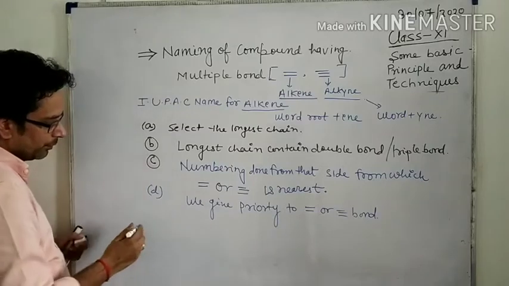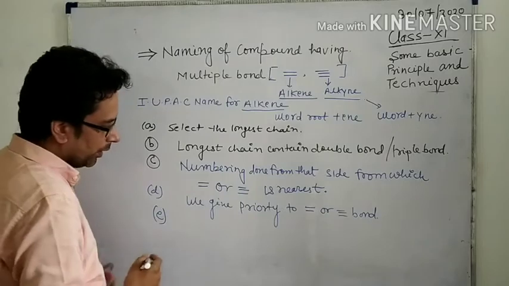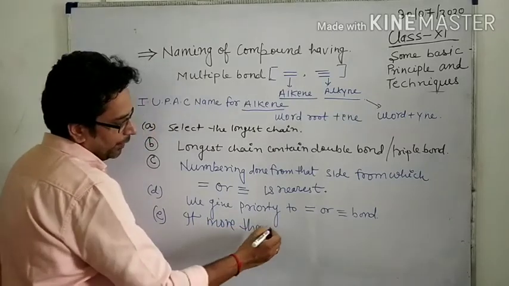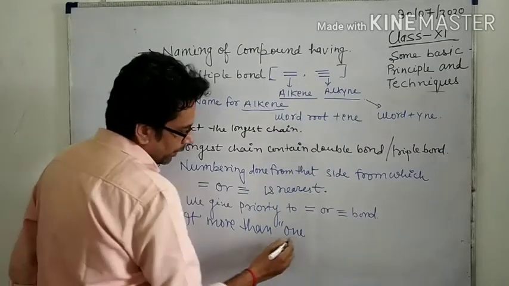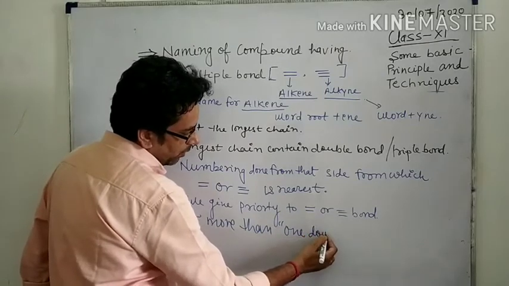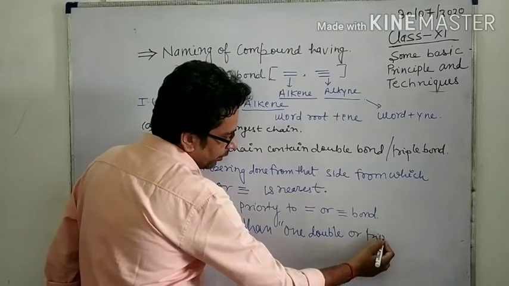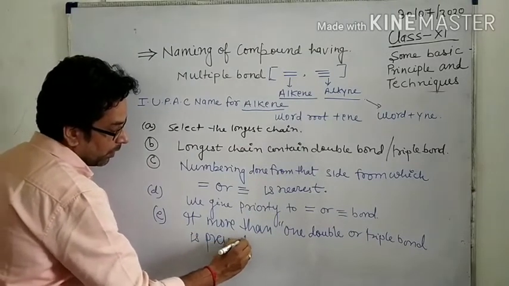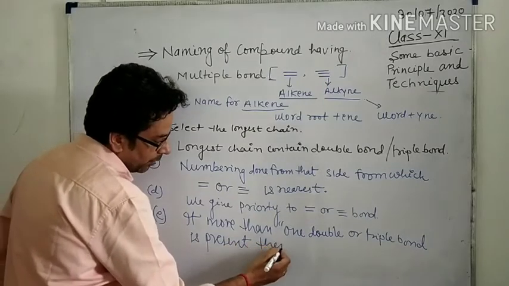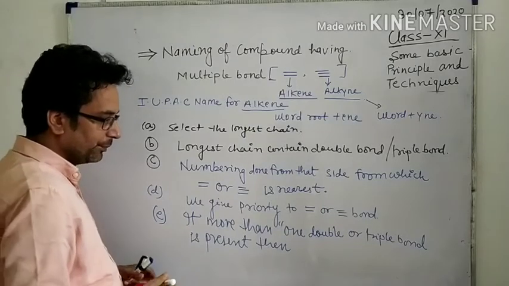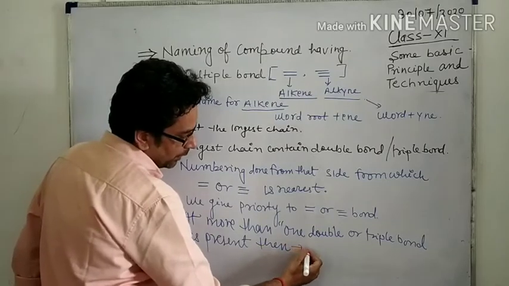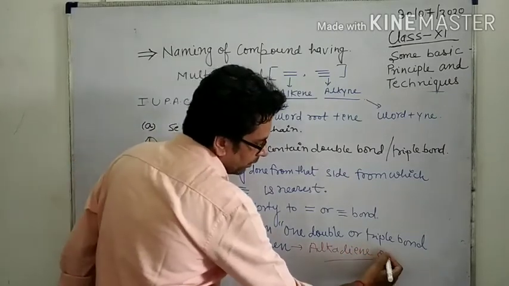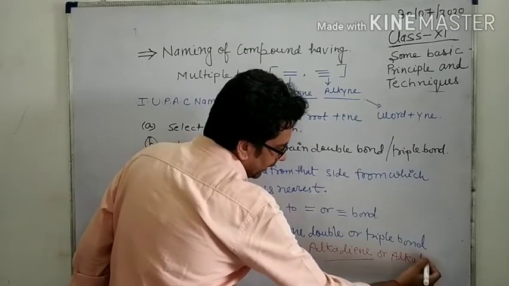Now the last point: if more than one double or triple bond is present, then what happens? Then we give the name diene or triene.